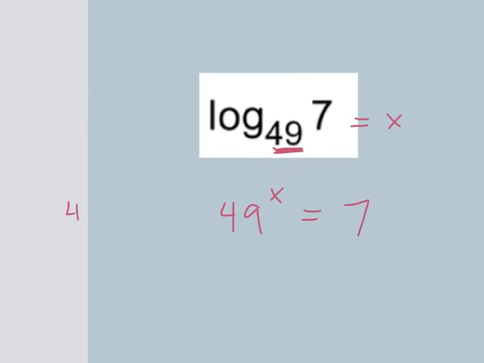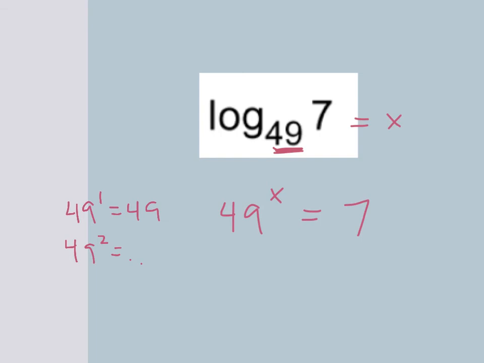So here we have log base 49 of 7. So our base comes from the basement. Our exponent is on the other side of the equal sign, and that's going to be equal to whatever's left. So we need to find what power of 49 gives us 7. So we know that 49 to the power of 1 is 49. 49 to the power of 2 is even bigger. It would be 49 times 49, which is a large number. But we're looking for a small number.